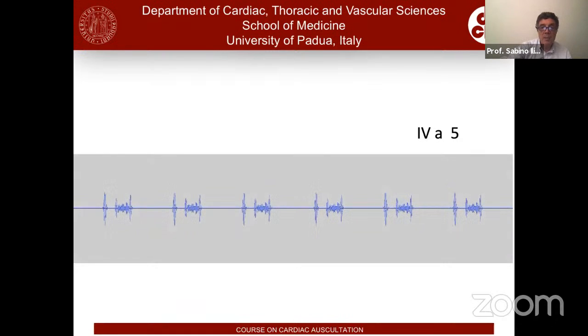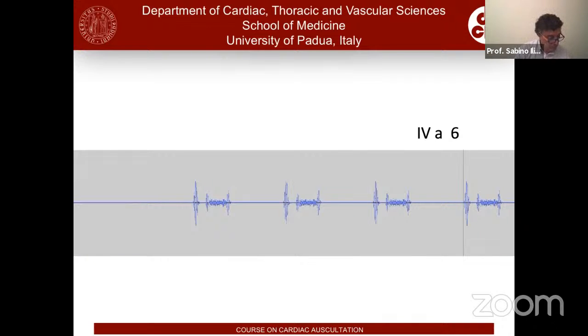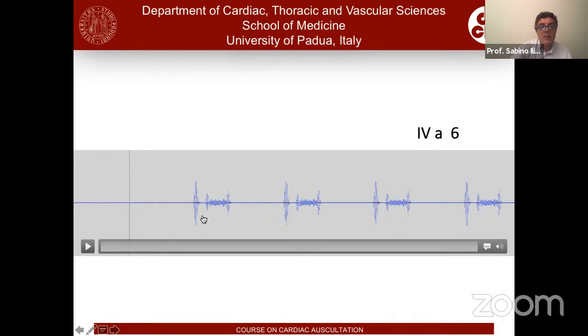This is case number 2. It is very similar to the preceding one. Now there are 2 cases that are very similar. The concept is the same, but I want to show you some very sophisticated differentiation. In this case, the click was relatively early and the mitral regurgitation was relatively long.